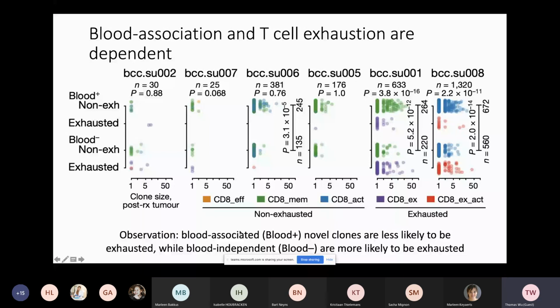In other words, as I mentioned below here, blood-associated novel clones were not exhausted, whereas the blood-independent ones were more likely to be exhausted, suggesting that exhaustion is largely going on in the tissue, independent of what's going on in the blood, and that perhaps what the blood is doing is supplying these non-exhausted cells to the tissue. And you can see by the predominance in the non-exhausted category that these ones coming in the blood are much greater than the ones ending up here in the tissue that were non-exhausted.